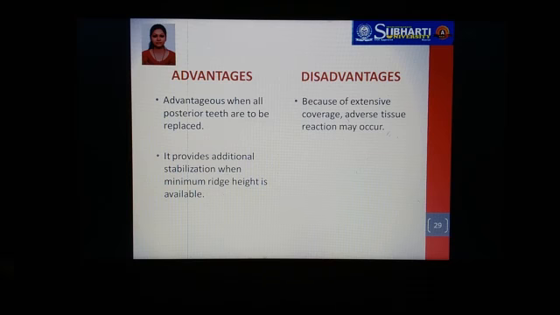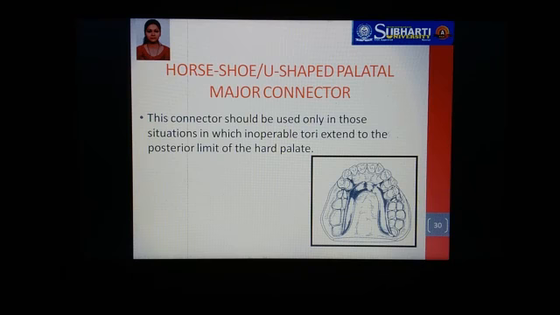Next is the horseshoe type of prosthesis, or the U shape of palatal major connector. If you can see the design, it is called the U shape, right? This connector should be used only in those situations in which an inoperable torus extends to the posterior limit of the hard palate. When we were talking about the anterior and posterior strap, we were giving it in cases in which the palatine torus is present in the center. But if the torus is extending more posteriorly, then we cannot give a posterior strap. In that case, we will be giving a horseshoe or U shape of prosthesis, or major connector.